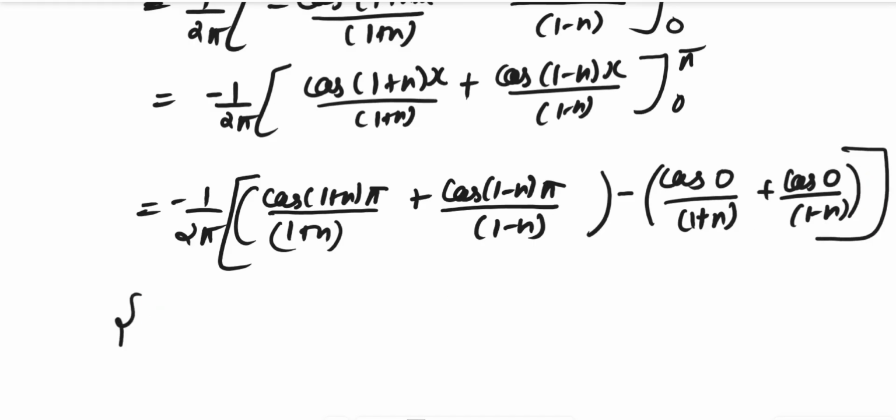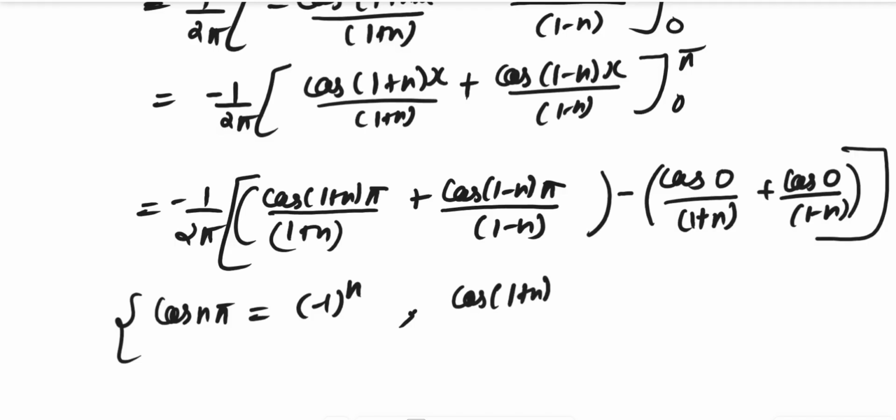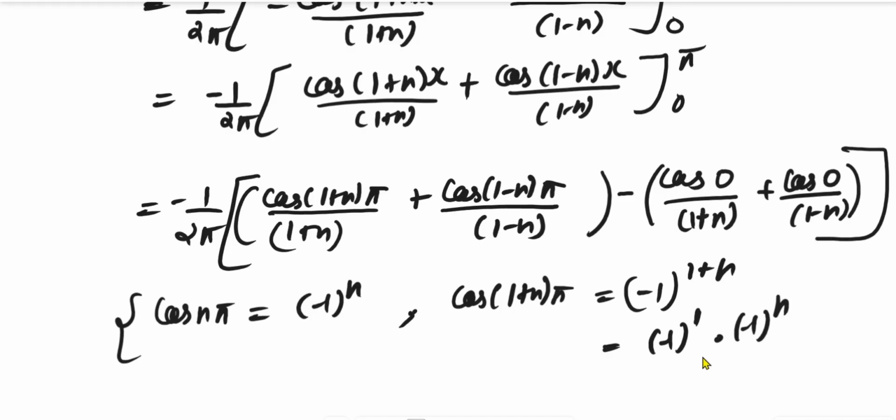Now we should know that cos of n pi is equal to minus 1 raised to the power n. Now what do we have? cos(1 plus n)pi. So what will this be? Minus 1 raised to the power 1 plus n, which we can write as minus 1 raised to the power 1 multiplied by minus 1 raised to the power n, and minus 1 raised to the power 1 is minus 1. So it is minus 1 raised to the power n.